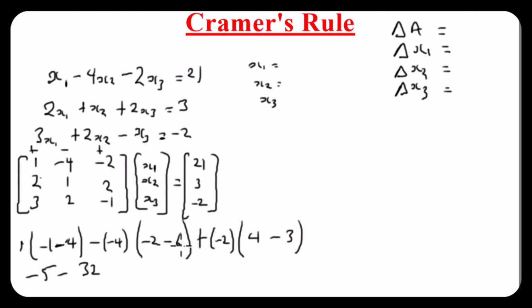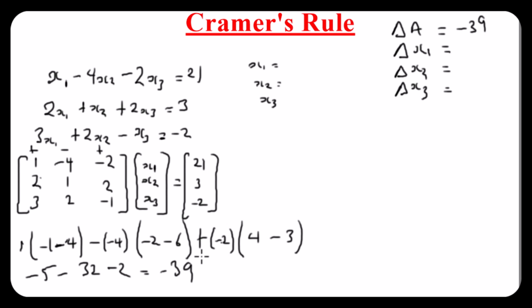Negative, because negative, that's negative. Negative, that's positive. Positive, negative, that's negative. Okay, so 4 minus 3, that's positive, that's 1, times negative 2, so that's negative 2. So what do we have here? So negative 5 minus 2 minus 32. So that's minus 39. So this is equal to negative 39. So you want to write negative 39 out here. So that's the determinant of the original matrix.